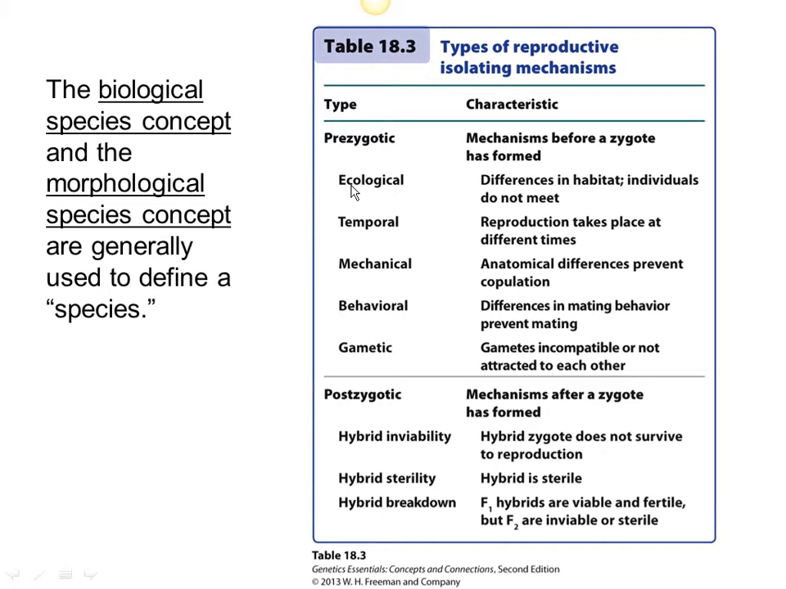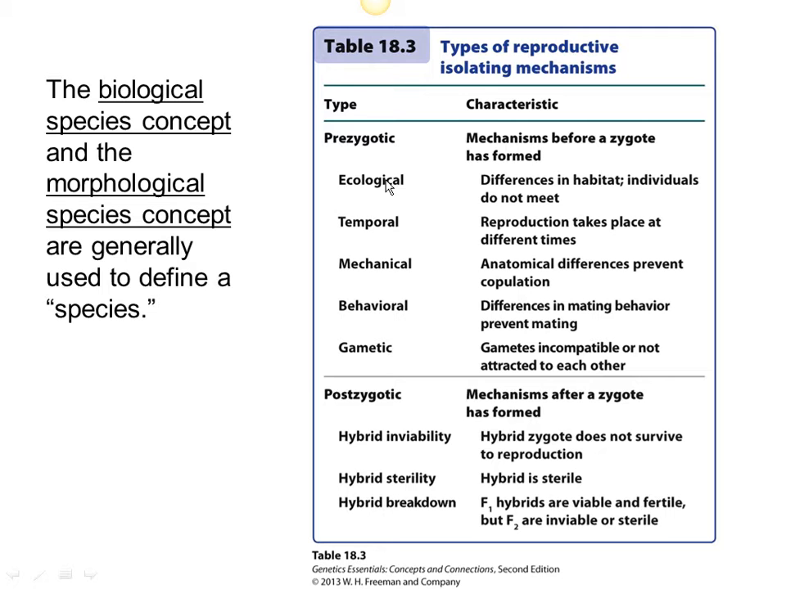Things that keep species separate from each other are called reproductive isolation mechanisms. You have mechanisms, things that keep the zygote from forming, called prezygotic barriers, and things that can happen after a zygote forms that prevent it either from growing or from being fertile. So any one of these things can keep two groups from being part of the same species. It can keep them separate.